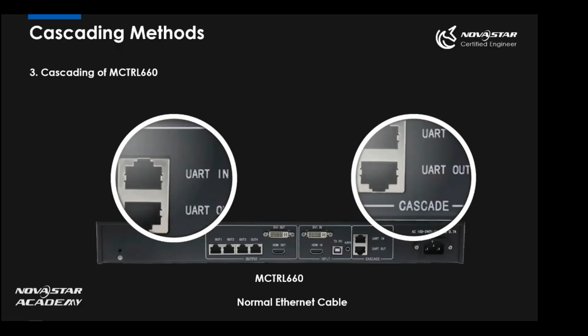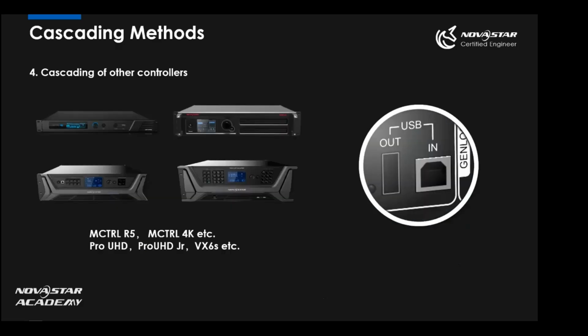The final group is controllers like M Control R5, M Control 4K, and the all-in-one controllers Pro UHD, Pro UHD Junior, VX4S, VX6S. We start to use the USB cable to do the cascading because the Ethernet cable is easy to find, but it's also easy to be broken. So we choose the USB cable to do the cascading. As we can see, it also has a USB in and USB out.